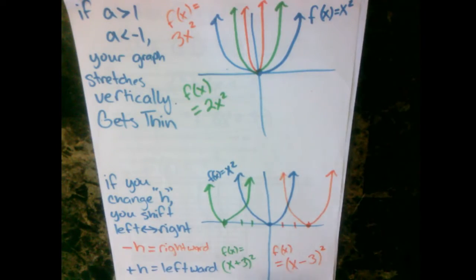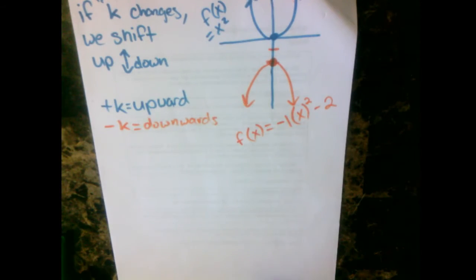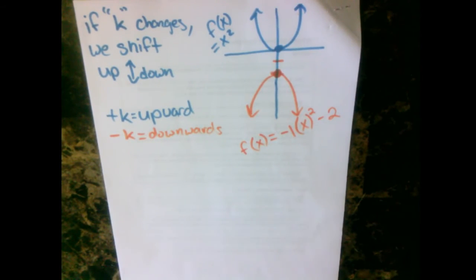So go ahead and pause there, and then the last one is if you change your k, you'll shift vertically.